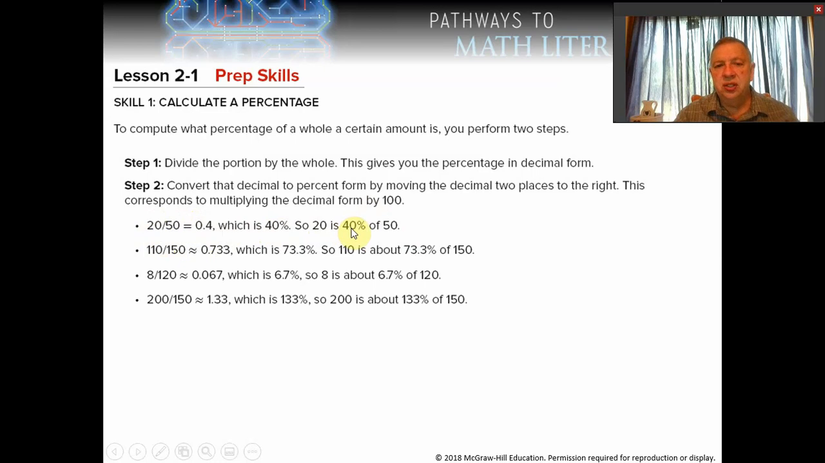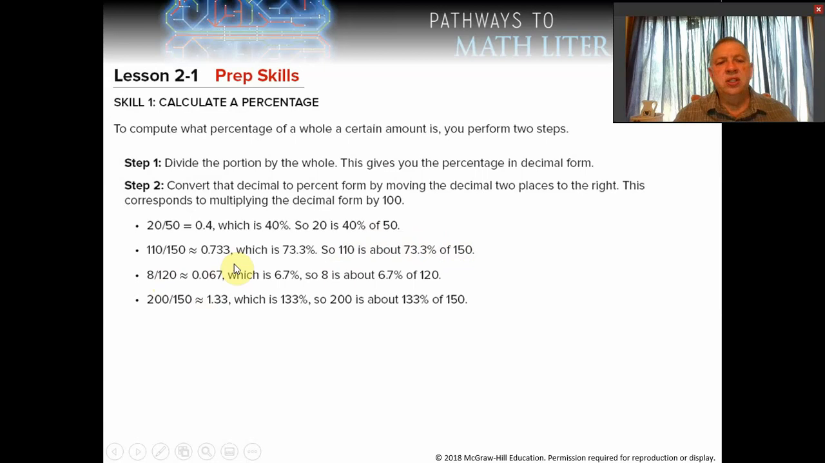Alternatively, if I have a percentage, I turn it into a decimal, 0.40, and multiply it times 50. That gives me the part. The percentage times the whole is the part. Part divided by the whole is the percentage. So 110 divided by 150 is 0.733. That's 73.3%. So 110 is 73.3% of 150, and 0.733 times 150 gives us the part. Percent times the whole gives us the part of the 110.